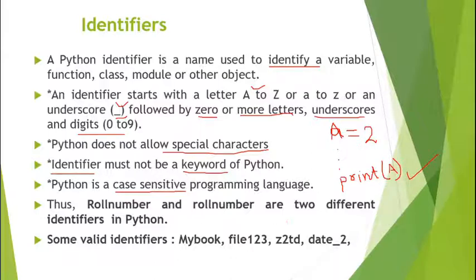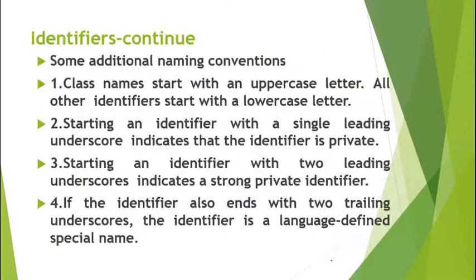Some examples are given here. Roll number with a capital R and roll number with a small r are two different identifiers in Python, because in the first R is a capital letter and in the second r is a small letter. So both are separate identifiers. Some valid identifiers are my book, file123, j2dt, date_2. These are valid identifiers.